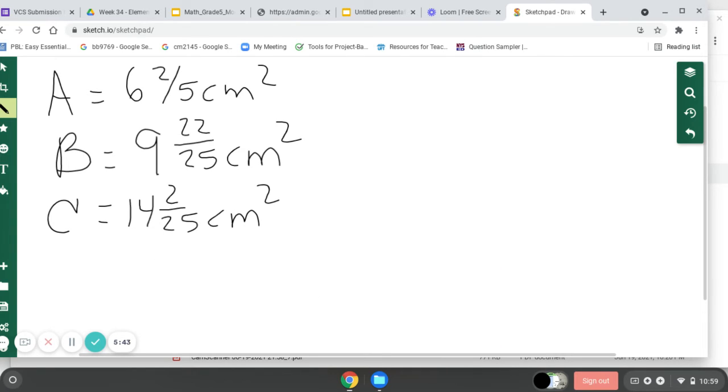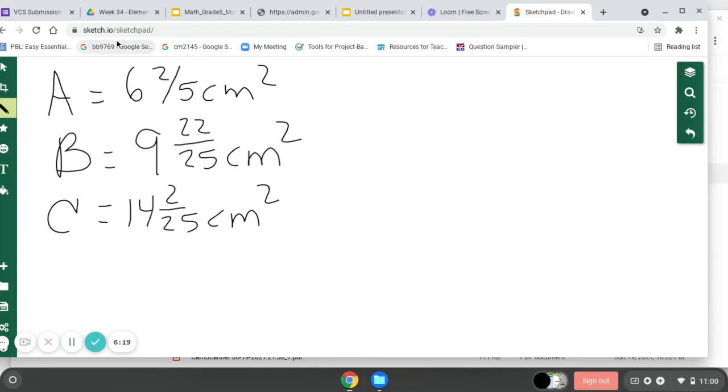So we have our area for each of the 3 rectangles. Again, rectangle A is 6 and 2/5 centimeters squared. Rectangle B is 9 and 22/25 centimeters squared. And C is 14 and 2/25 centimeters squared. Now the second part of the question is asking what is the total area of all 3 of these rectangles? So now we need to add all of these areas together so that we can get the total area amongst all 3 rectangles.